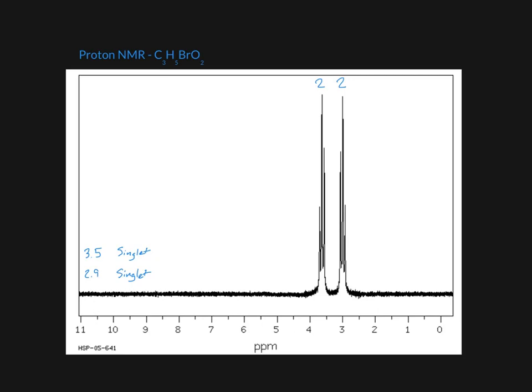Now for proton NMR for C3H5BrO2. As we can see, we have two apparent peaks here and here. I have labeled these peaks as 3.5 and 2.9, as they are here. We can see that the integration number is 2 for each of these peaks. So we know we are going to have two different environments that our hydrogens are going to be contained within. We also know that they are singlets. It appears that there are multiple peaks, but these are in fact singlets, and we will see why here shortly.